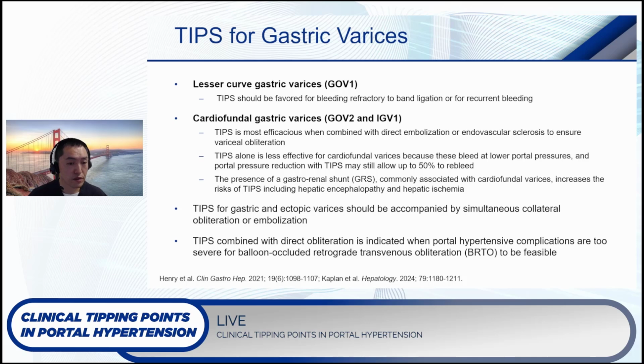TIPS alone is in fact less effective for cardiofundal varices because these bleed at lower portal pressures. And portal pressure reduction with TIPS may still allow up to 50% to rebleed. TIPS for gastric and ectopic varices should be accompanied by simultaneous collateral obliteration or embolization. And then finally, TIPS combined with direct obliteration is indicated when portal hypertensive complications are too severe for BRTO to be feasible.